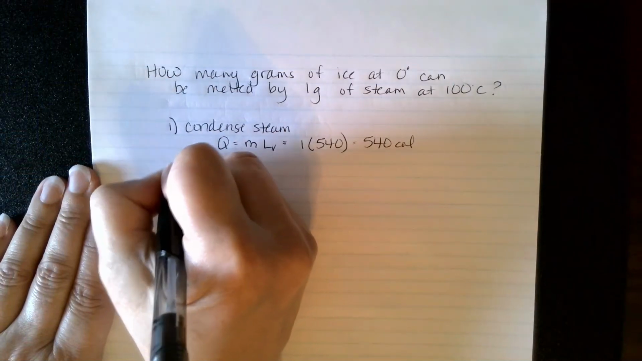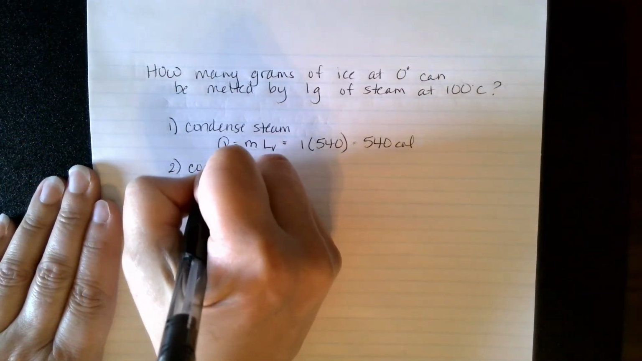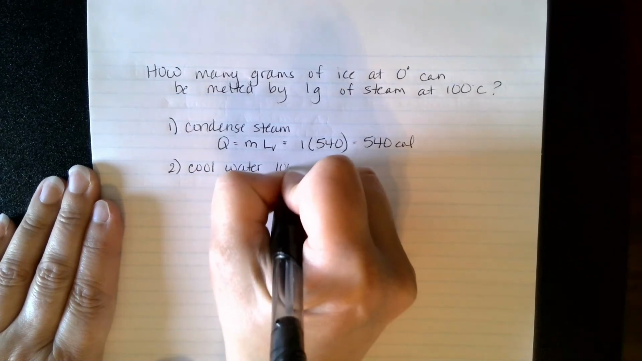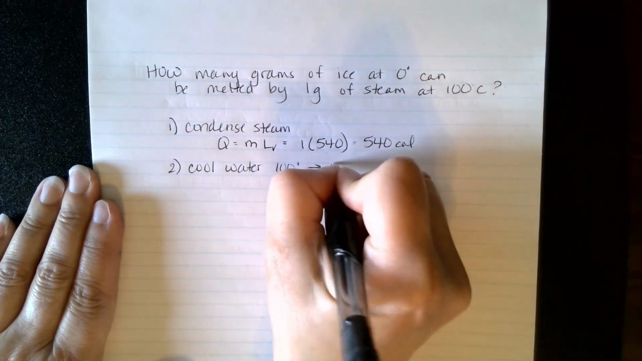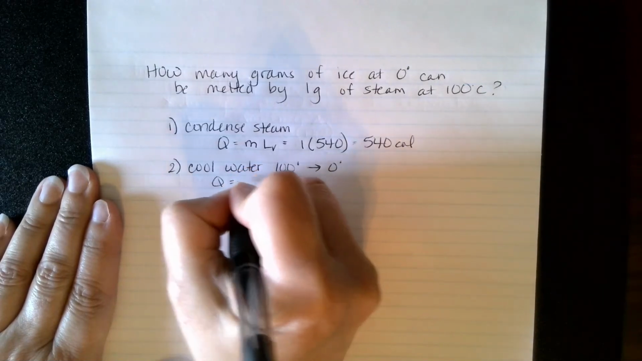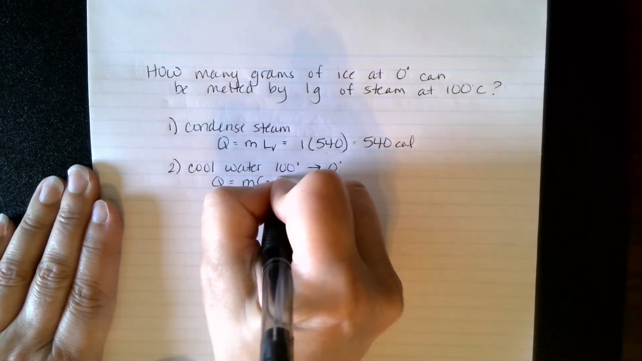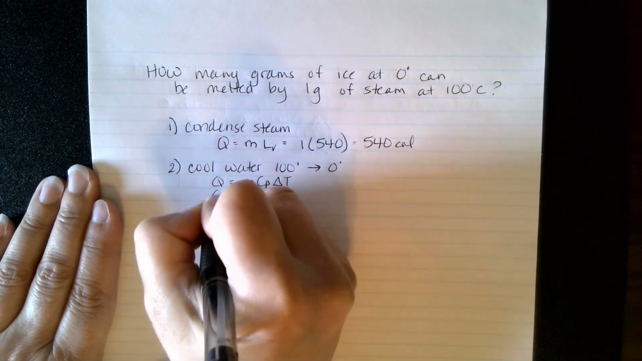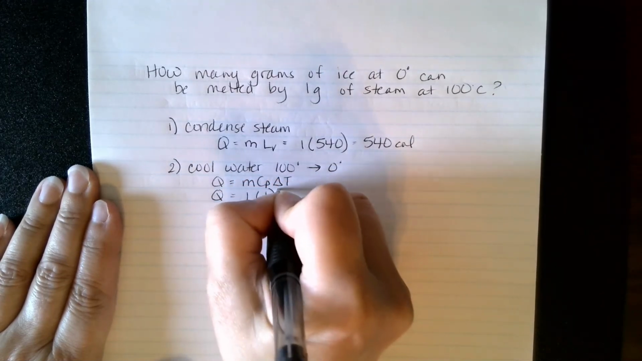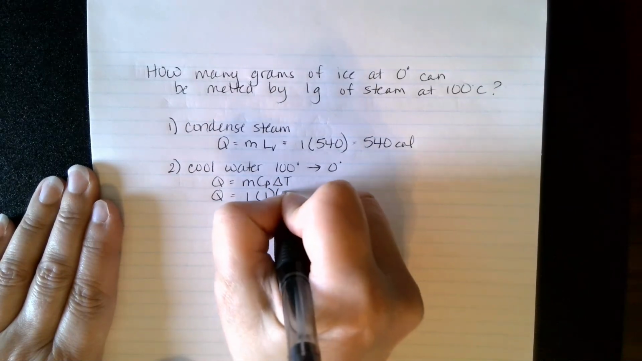Okay, step 2 is I'm going to cool down that water from 100 to 0. This is specific heat because I have a temperature change now. 1 gram, specific heat's 1, temperature change 100.